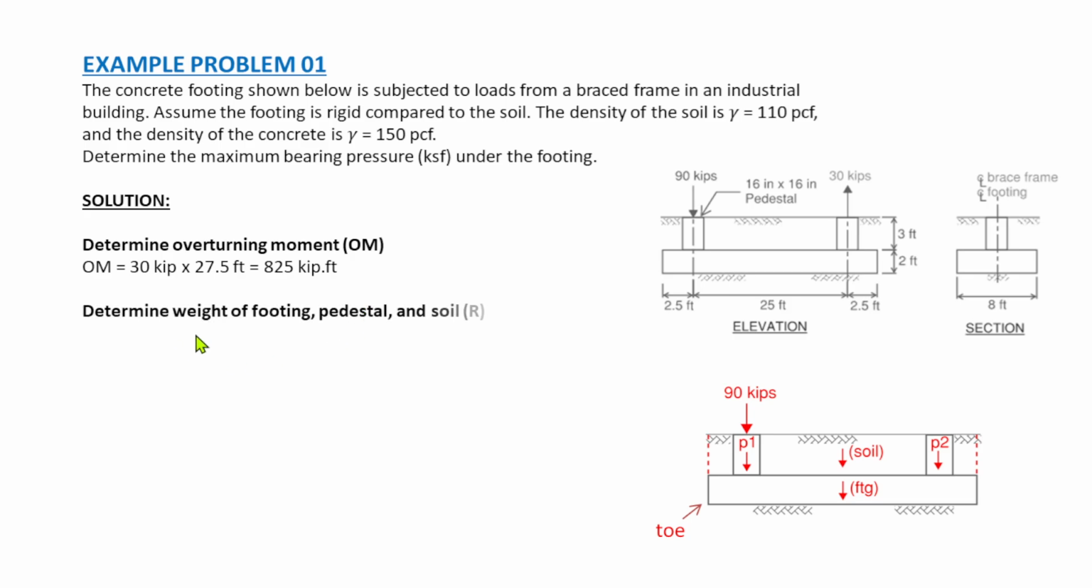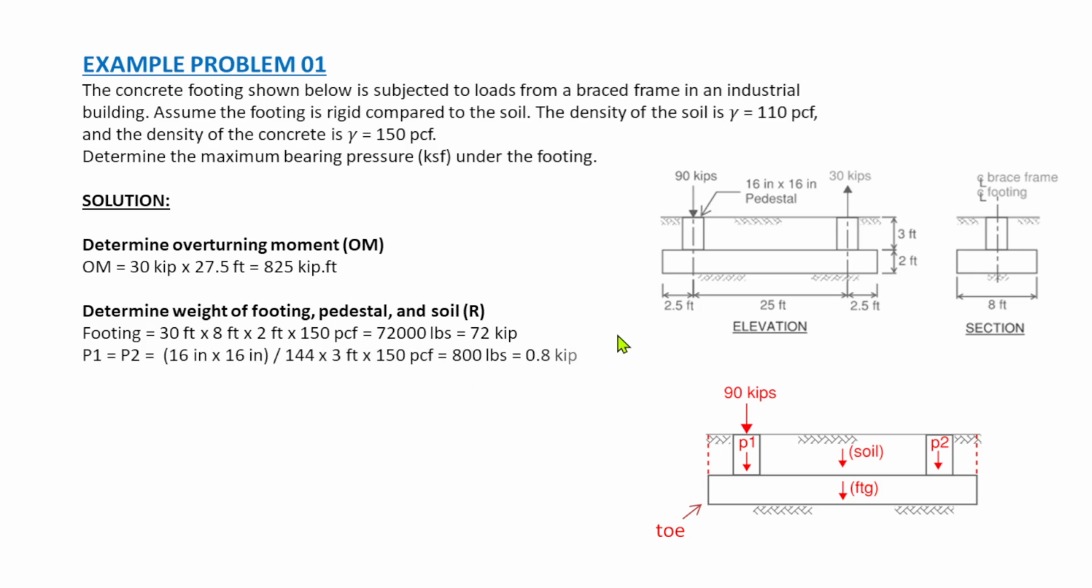Then the next one is to determine the weight of the footing, the pedestals, and the overburden soil above the footing. So we need to calculate that also. First, the footing: 30 feet times 8 feet, the width, times the depth, times the density of concrete, 150 pounds per cubic foot. That would give us 72,000 pounds or 72 kips.